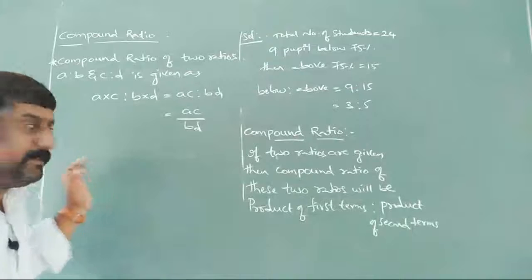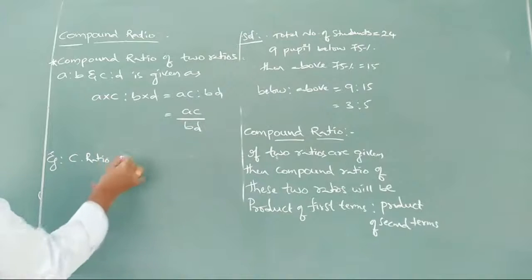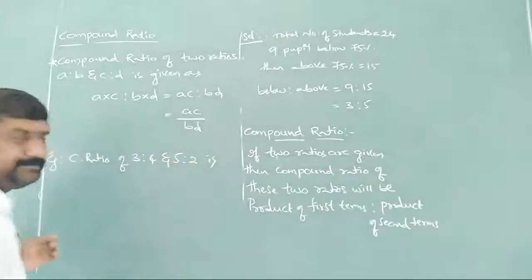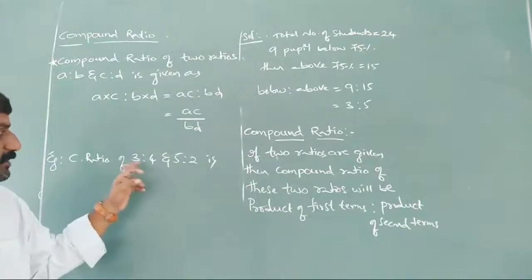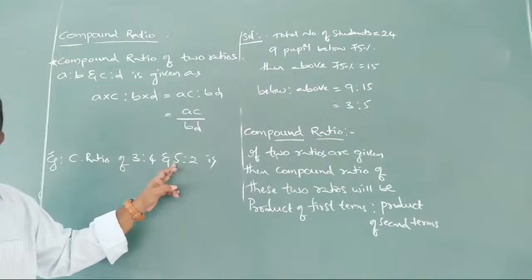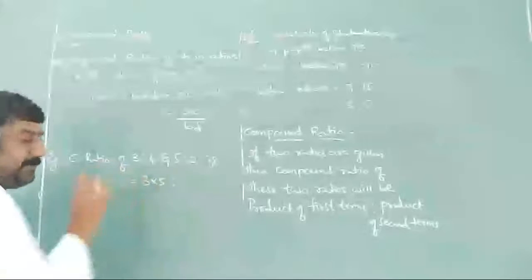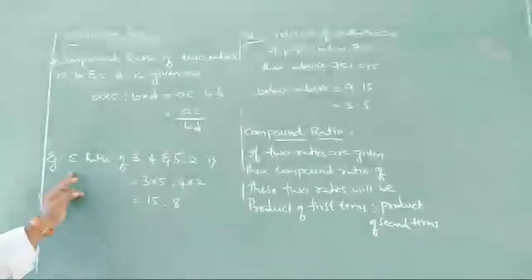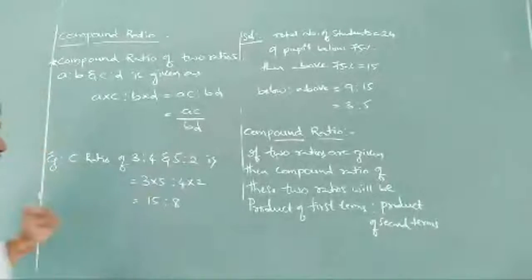Let me take some examples here. Compound ratio of 3 is to 4 and 5 is to 2. Now you observe here, 3 is to 4 and 5 is to 2. First term 3 here, what is the first term in the second ratio? 5. So it can be given as 3 into 5, the first terms I am taking. Now what about second terms? 4 and 2. So the compound ratio of 3 is to 4 and 5 is to 2 is 15 is to 8. Let me take another example here.